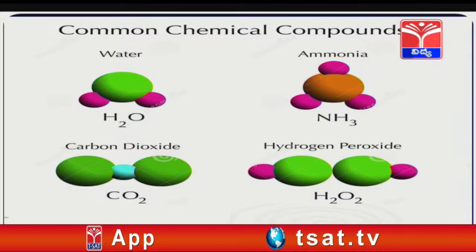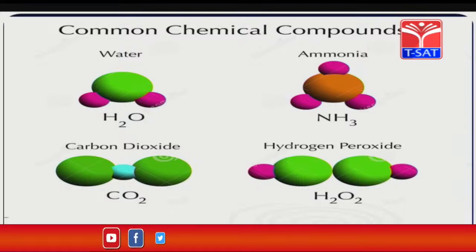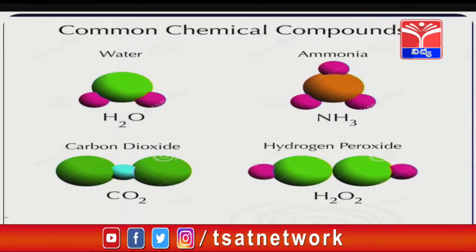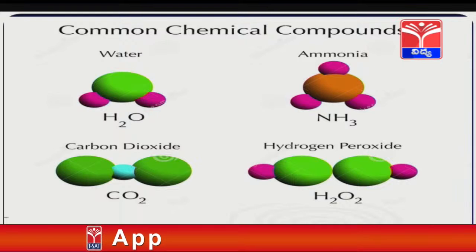Here ammonia is a molecule, it exists in the form of a compound. In this example you can see 1 nitrogen atom combines with 3 hydrogen atoms, and the same way carbon dioxide and hydrogen peroxide. Hydrogen peroxide is a compound which is made up of 2 atoms of oxygen and 2 atoms of hydrogen.